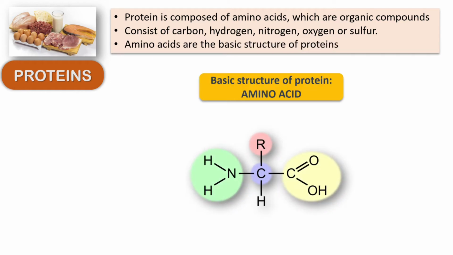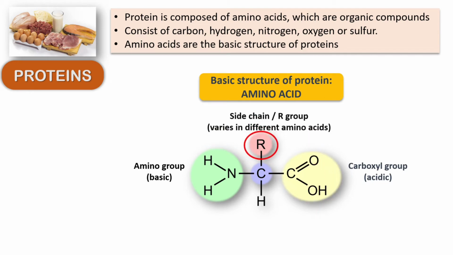Amino acid has an amino group which has basic characteristic, a carboxyl group which has acidic characteristic, a side chain or R group which varies in different amino acids, and a hydrogen atom. All of these components are attached to a carbon atom.